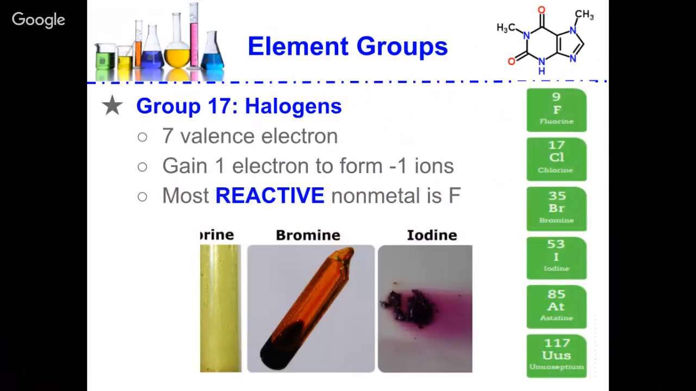So let's talk about group 17, which is the halogens. They have 7 electrons in their outside shell, or we can say that they have 7 valence electrons. They will gain 1 electron to form -1 ions, and the most reactive nonmetal is francium. So it's kind of opposite of the most reactive metal.